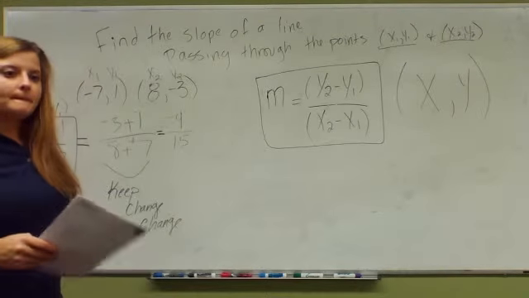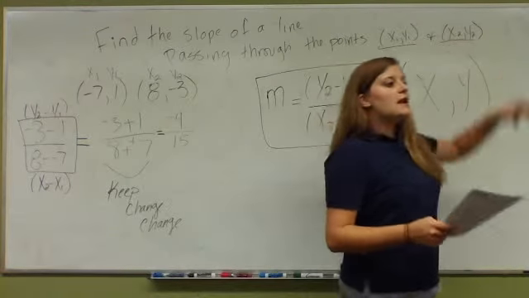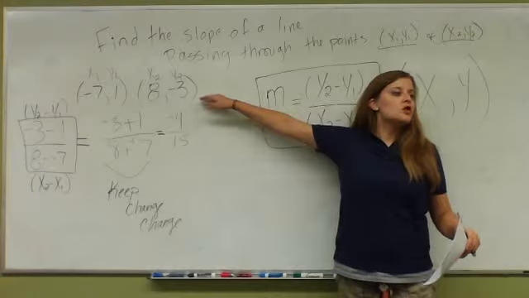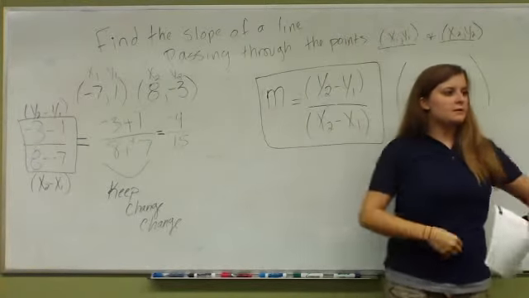Okay, it says find the slope of a line passing through a point. That's what that means. See, I kept changing the points, so these right here would have been up here. I just want to write that down. That's fine.